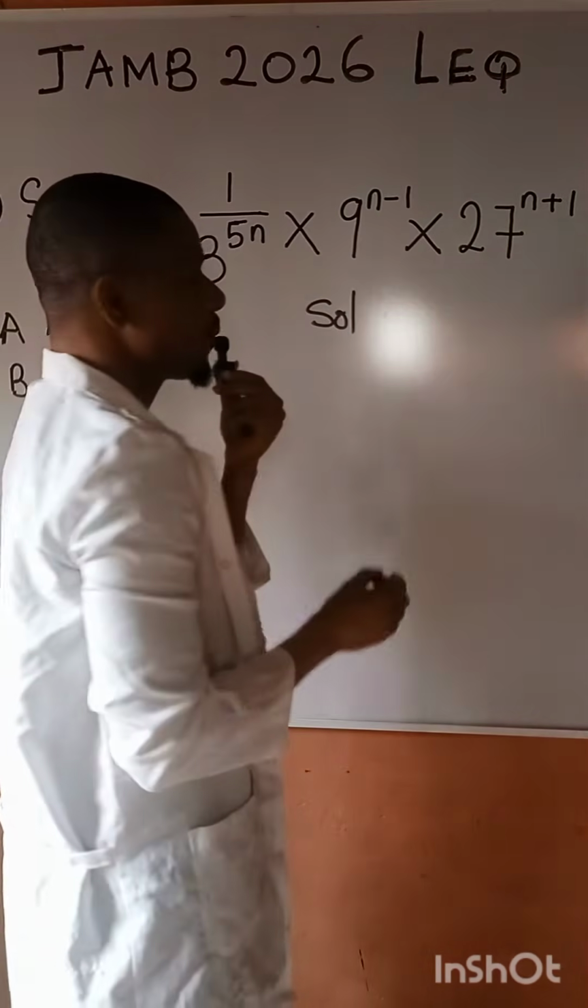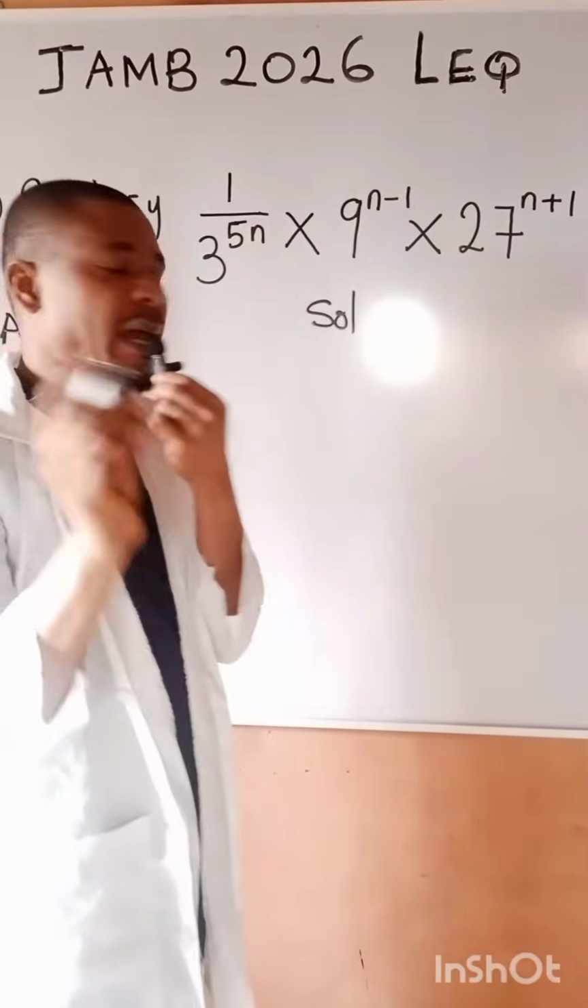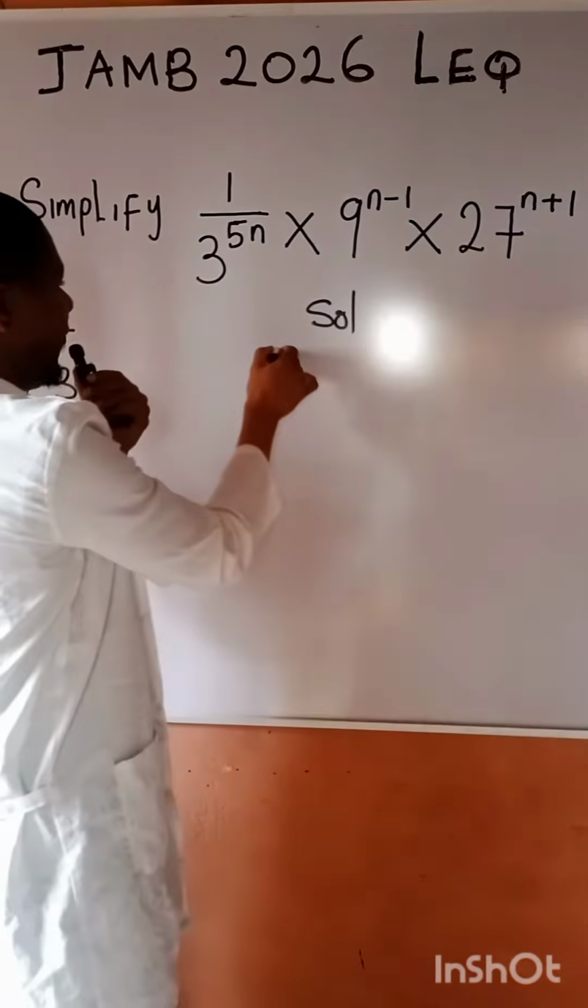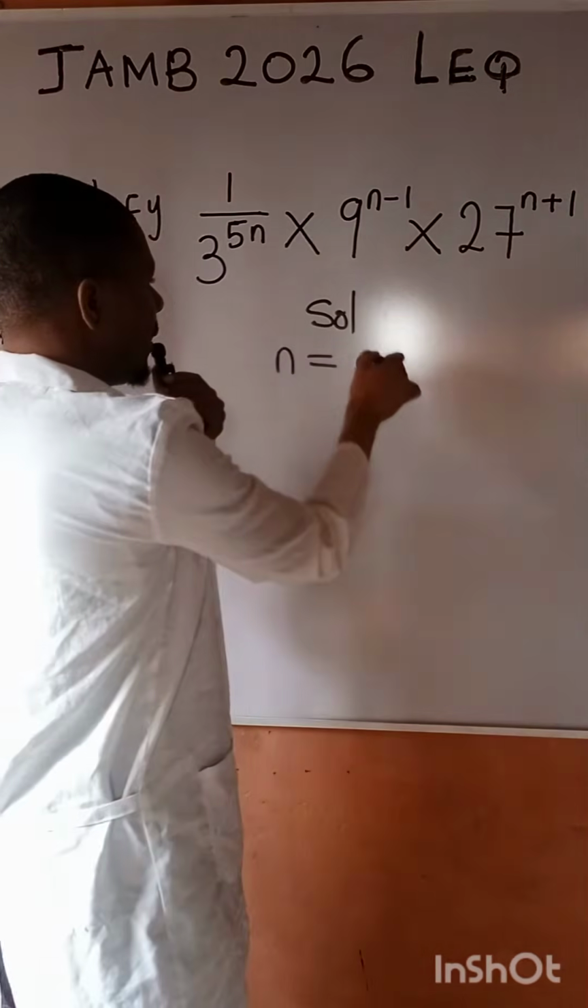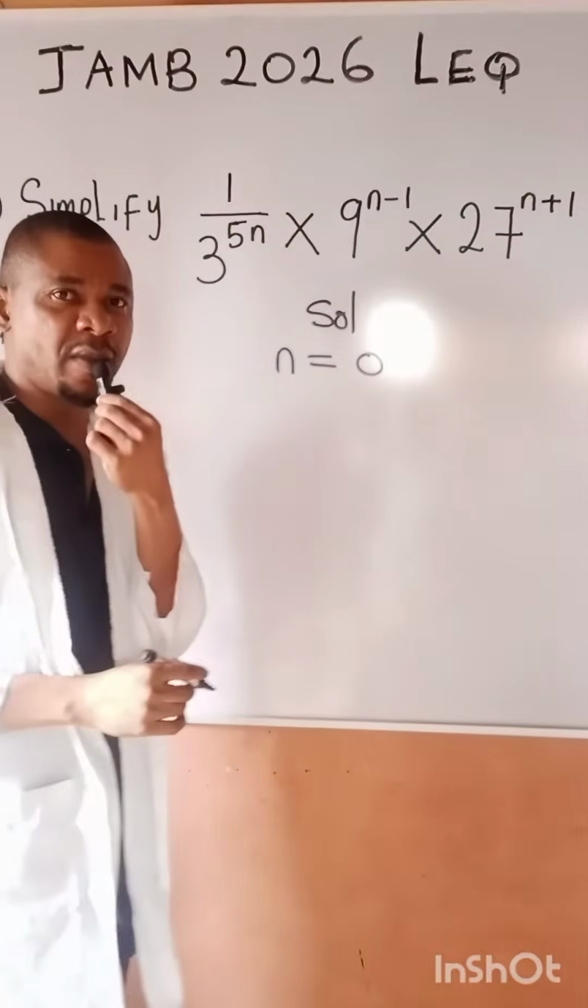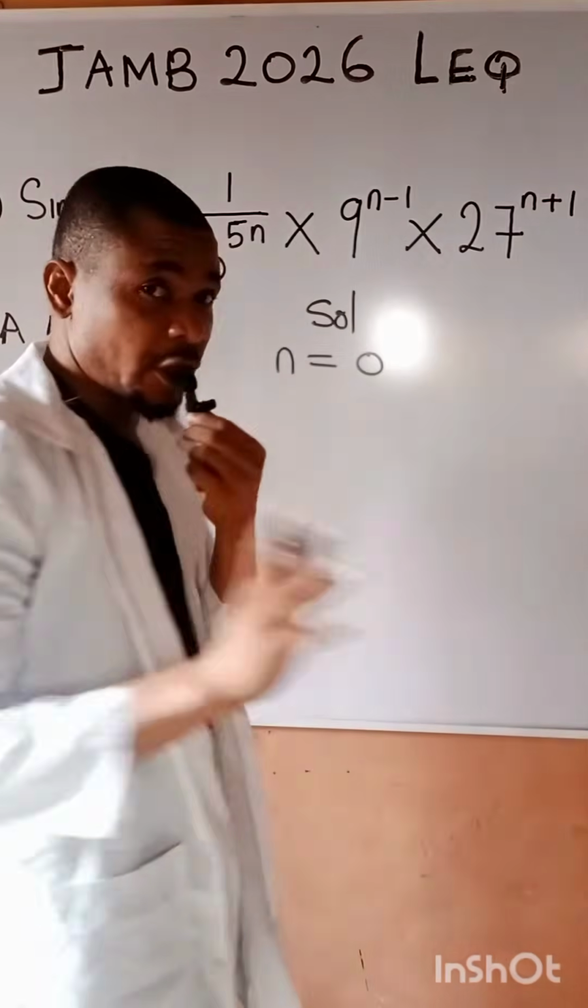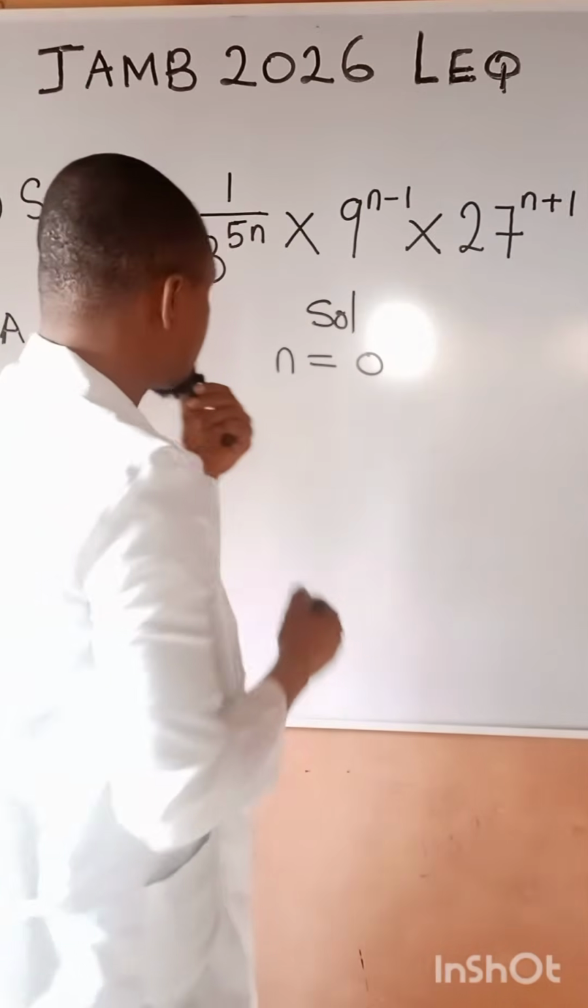What you need to do is that any place you see n, whatever you see n, you represent it with 0. Any place you see n, you put 0, okay? You see the shortcut now, and you arrive at the answer.